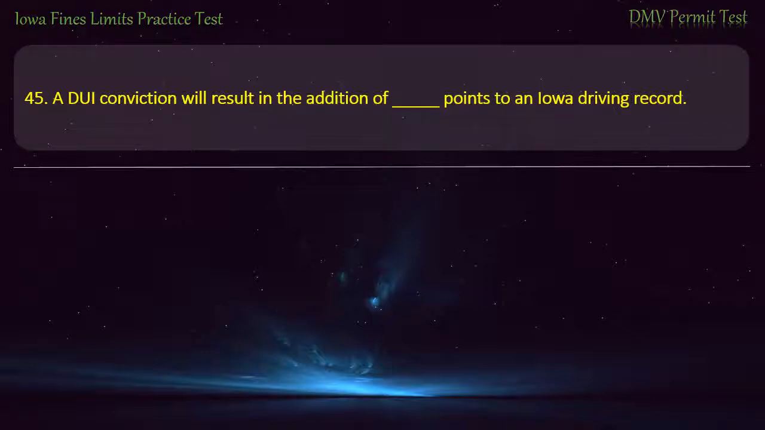Question 45. A DUI conviction will result in the addition of points to an Iowa driving record. 8, 4, 2, 6. Answer: 4.